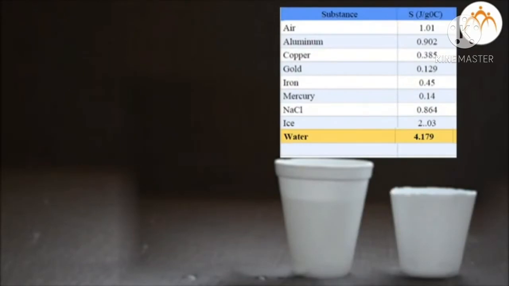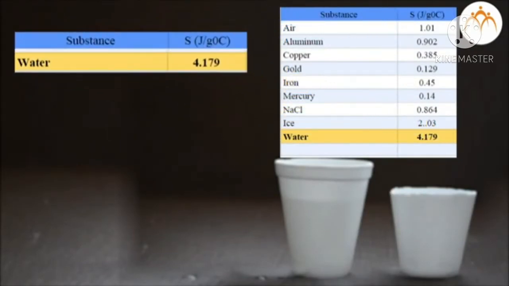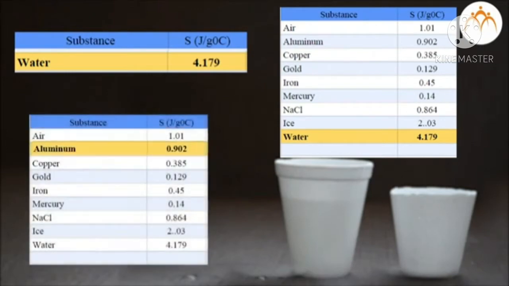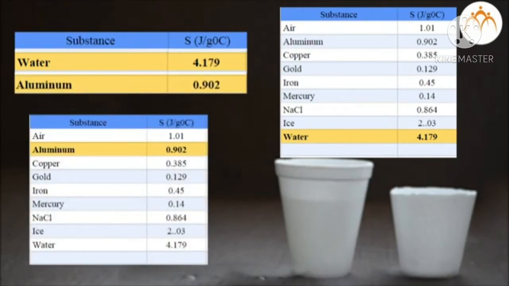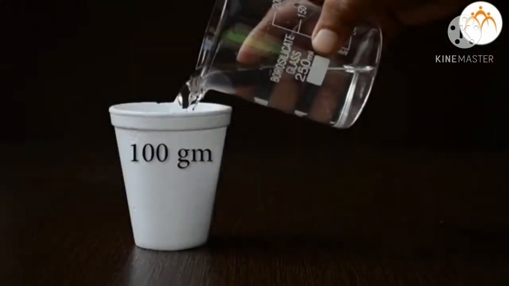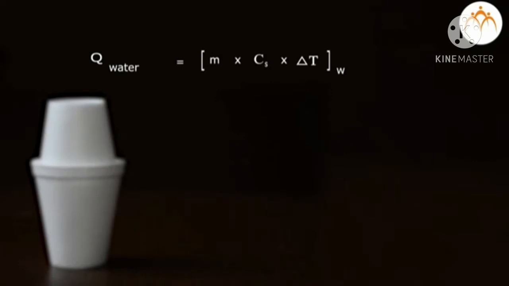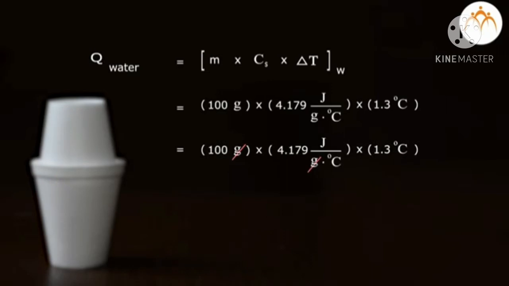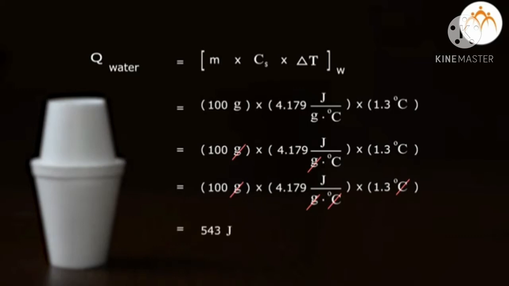The specific heat of water is 4.179 joules per gram degree Celsius. The specific heat of aluminum is 0.902 joules per gram degree Celsius. The temperature difference for water is equal to 28.1 degrees Celsius minus 26.8 degrees Celsius, which is 1.3 degrees Celsius. The mass of water is 100 grams. The heat energy gained by water is 100 grams multiplied by 4.179 joules per gram degree Celsius multiplied by 1.3 degrees Celsius. It is equal to 543 joules.